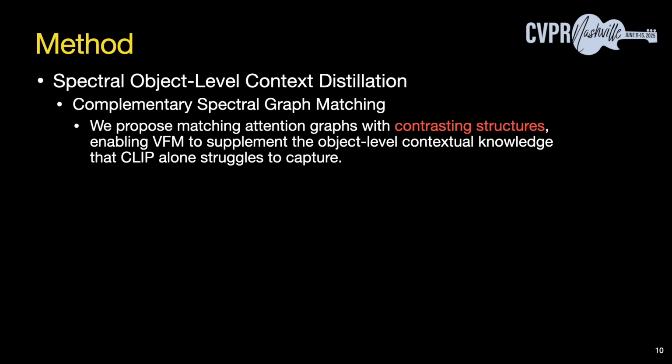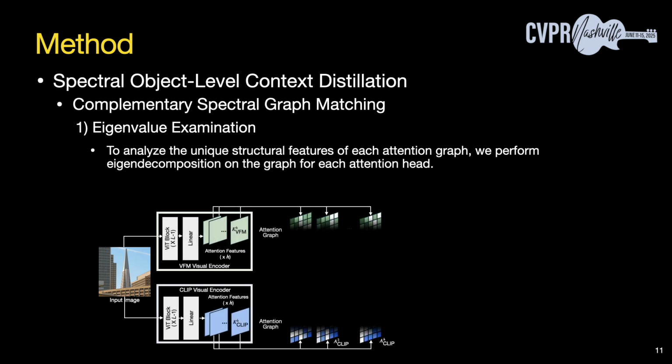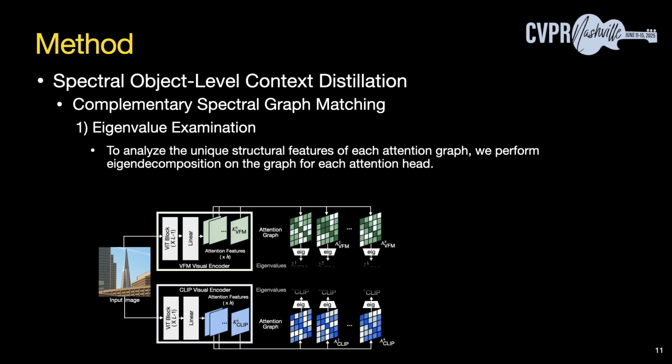Recent studies have shown that different attention heads focus on distinct parts of an image. To account for this, we propose matching attention graphs with contrasting structures, enabling VFM to supplement the object-level context that CLIP struggles to capture. After computing the attention graphs, we analyze their structural features by performing eigenvalue decomposition for each attention head, allowing us to effectively compare and match their unique characteristics.